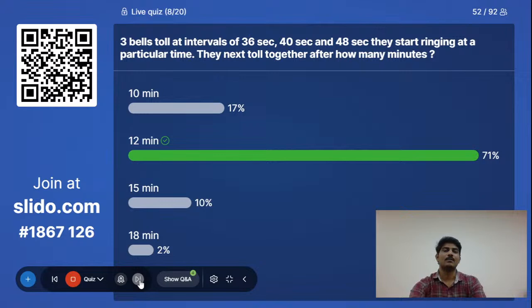Okay, those who answered 12 minutes, that is the exact answer for this question. And this topic comes under the LCM and HCF topic of the number system. Let's see who will be on the leaderboard.